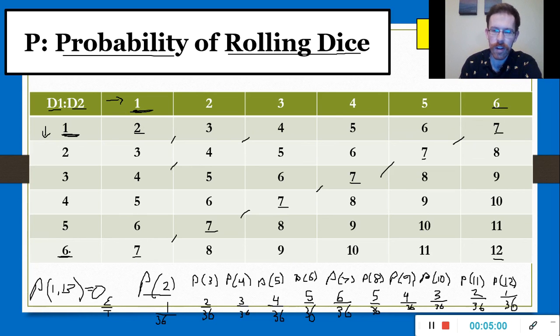Ladies and gentlemen, any and all probabilities can be written out through mathematics. It's all math, ladies and gentlemen.